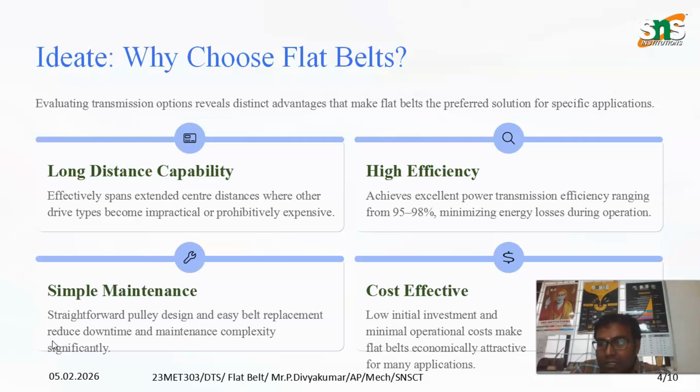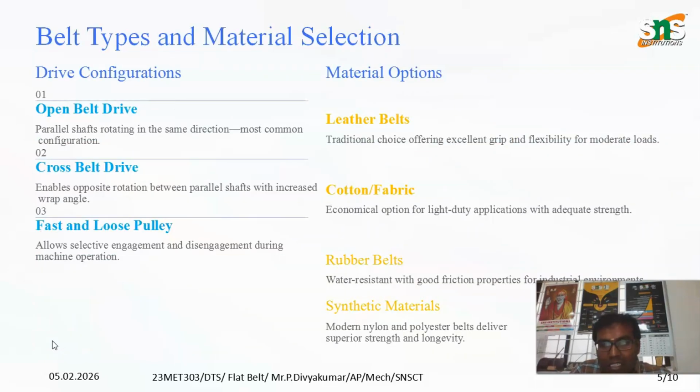The flat belt works based on Euler's belt tension equation. The equation behind the flat belt is T1 by T2 equals e to the power mu theta, where T1 is the tight side tension, T2 is the slack side tension, mu is the coefficient of friction, and theta is the angle of contact. There are different types of drives: open belt drive, closed belt drive, and fast and loose pulley drives. Different materials can also be used for making the flat belt. Some of the materials are mentioned in the slide: leather belts, cotton or fabric, rubber belts, and some synthetic materials.